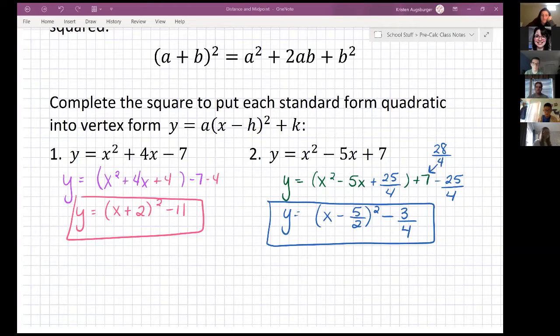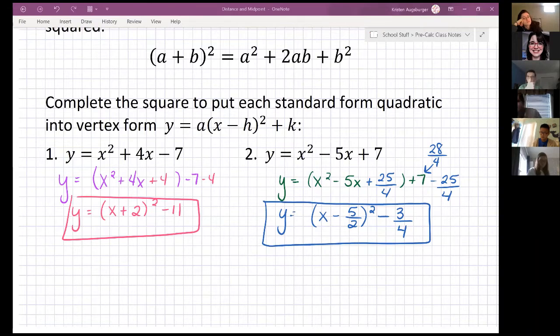So what do you think? Did you get the same thing I got? Give me a thumbs up if you guys are all good for that, or if you have questions. Okay, sweet. So it looks like we are doing okay with that. Sadie, do you have a question? Yeah. For the second problem, why is it minus 3/4 instead of adding 3/4?